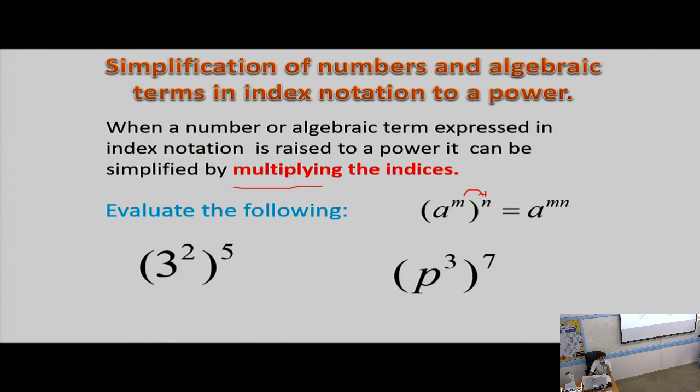So let us have this example. 3 to the power of 2 to the power of 5. So this will be 3 to the power of 2 times 5, which is equal to 3 to the power of 10. Okay, so again, raising an exponential number to a power, you are going to multiply the exponent. Okay, how about let's try this one.